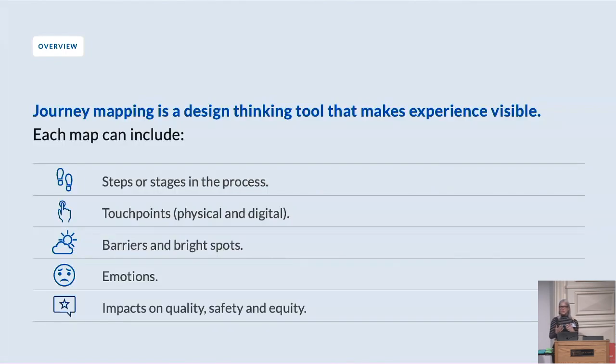What a map usually includes, and there are all sorts of different ways to do this, is steps or stages in a process. Sometimes people demonstrate this in a linear fashion, and sometimes they capture that something can be circular, or haphazard, or go in all sorts of different directions. It also usually captures touch points, physical and digital.